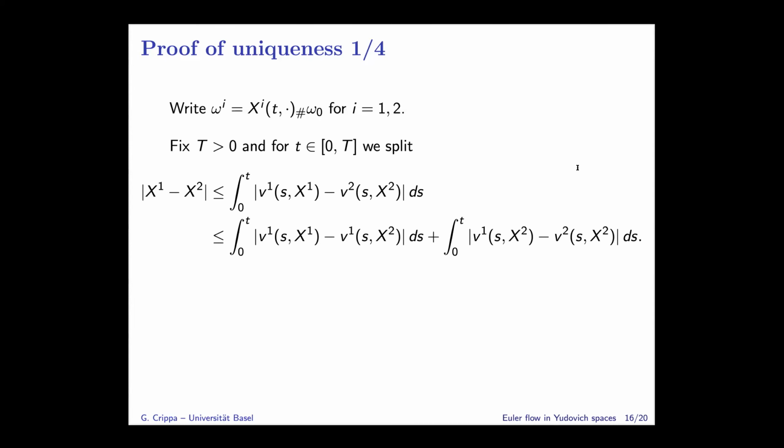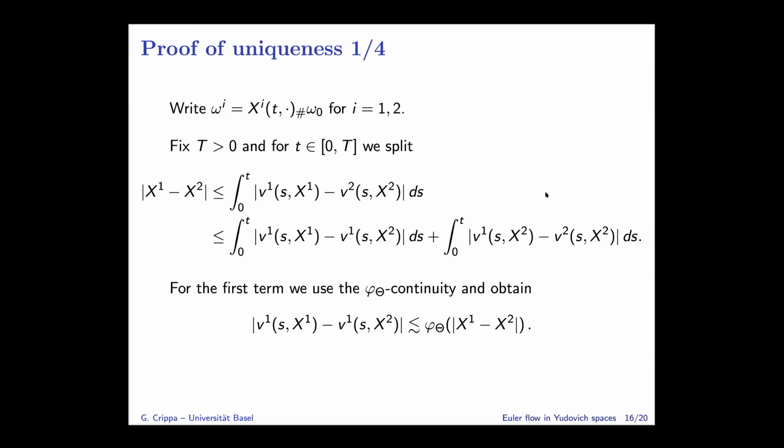Okay, so the flows are such that x dot equals v of x. And then I can estimate the difference between the flows with the difference of the velocities along the flows, time integrated. I split it, v1 of X1 minus v1 of X2, so that I get here some increments of v1, and here it's the difference v1 minus v2 computed at the same flow, at the same place. Great. For the first term, again, it's rather easy. So I just use the phi theta continuity of the velocity. Then I estimate in this way.